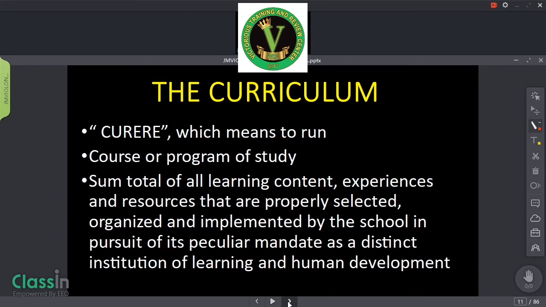Okay, the curriculum comes from the word currere, which means to run. So, the course or program of study. It's the sum total of all learning content, experiences, and resources that are properly selected, organized, and implemented by the school in the pursuit of its peculiar mandate as a distinct institution of learning and human development.